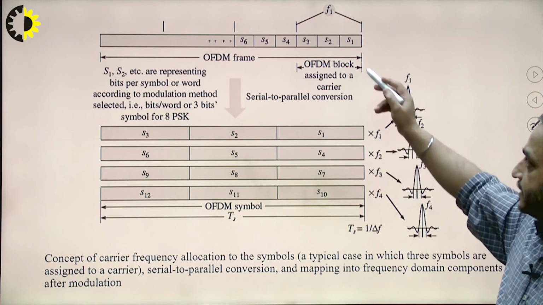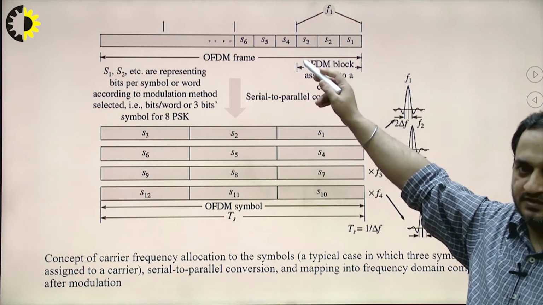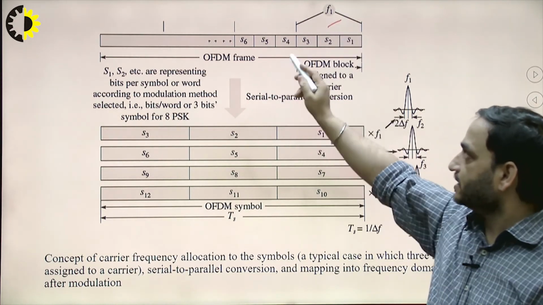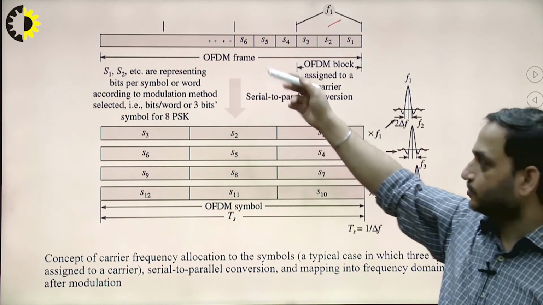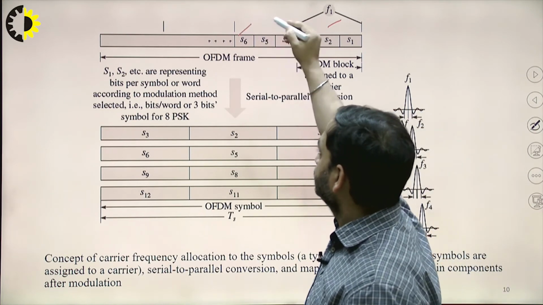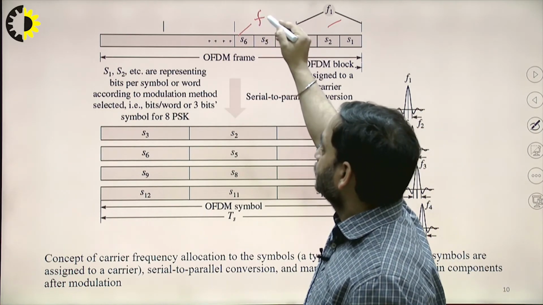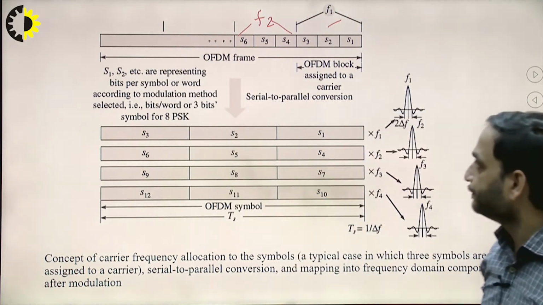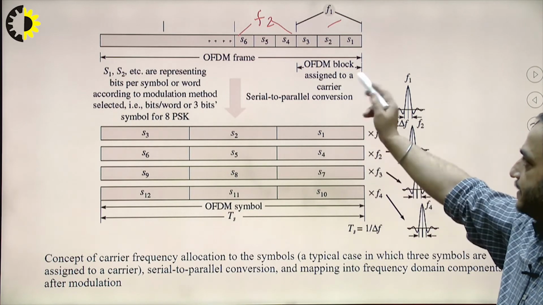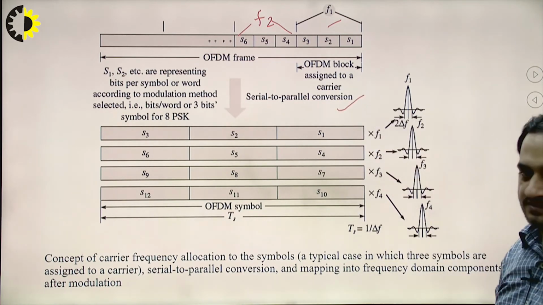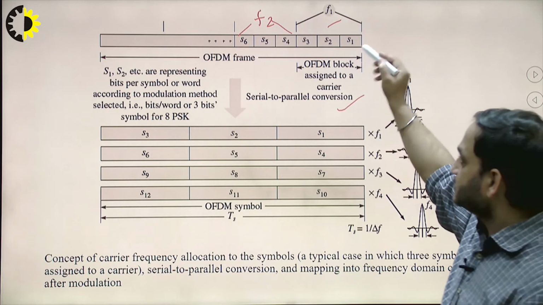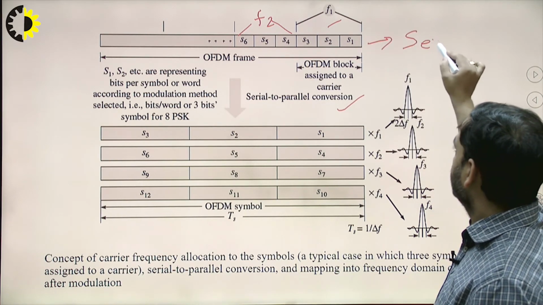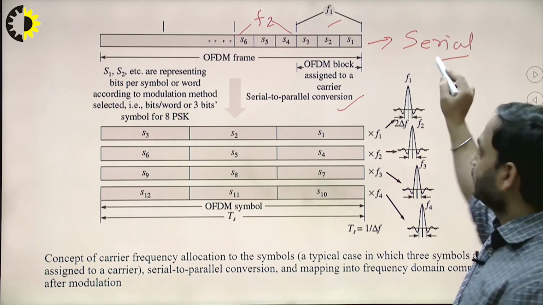So here it shows that S1, S2 and S3, these 3 symbols correspond to F1. Then we have S4, S5, S6 which correspond to F2. Similar to that, and so on, F3, F4 like that. So here it is assigned to a carrier, serial to parallel conversion. So what we are doing, this is serial, and now we have converted it into the parallel form.